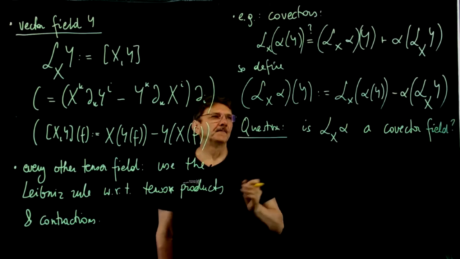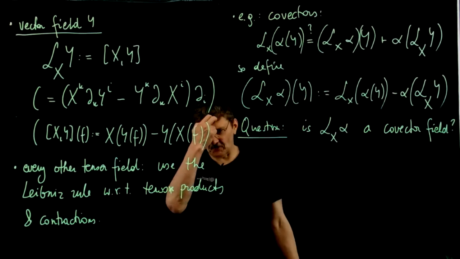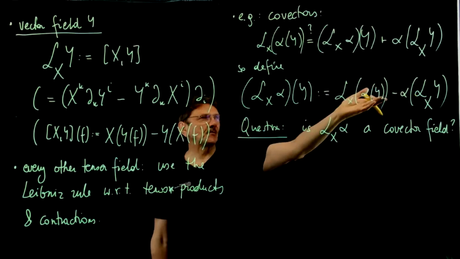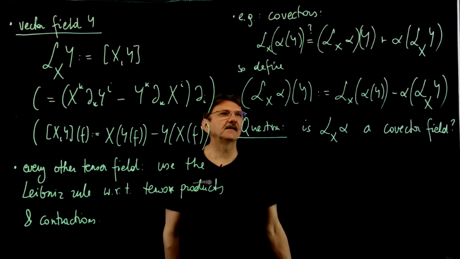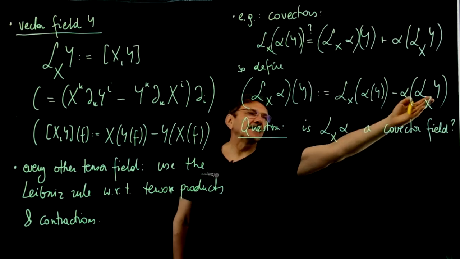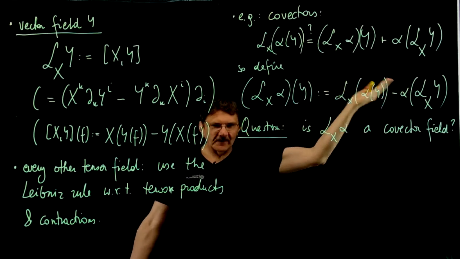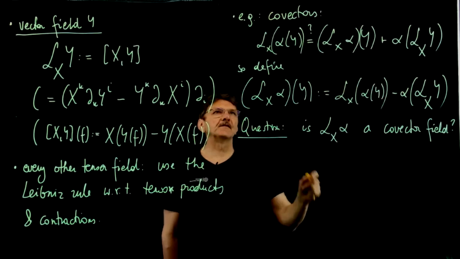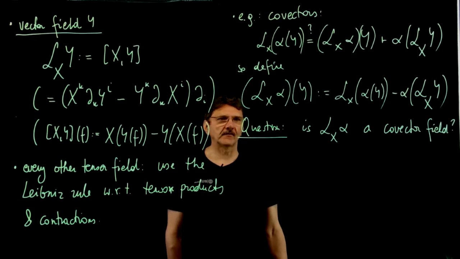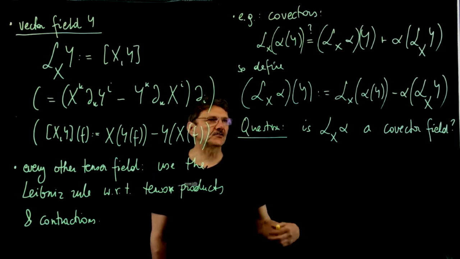So now I can just write any definition I want. I could multiply by 25 or something like that. That's the only definition compatible with this, right? So with the Leibniz rule. But what's not clear is that this is a covector field. So let's check, right?